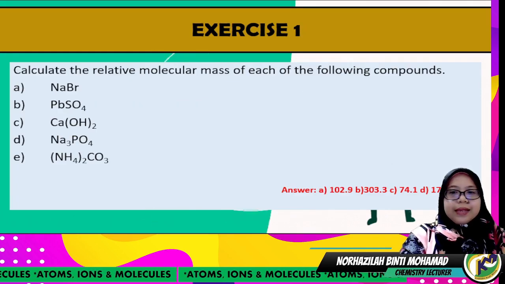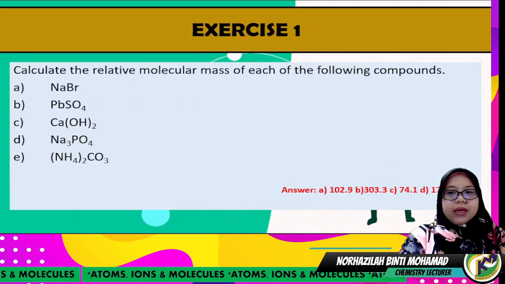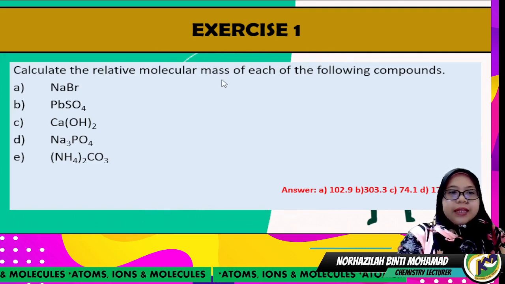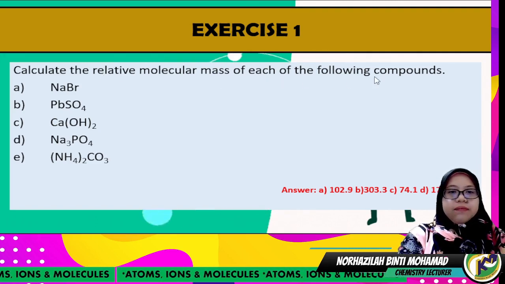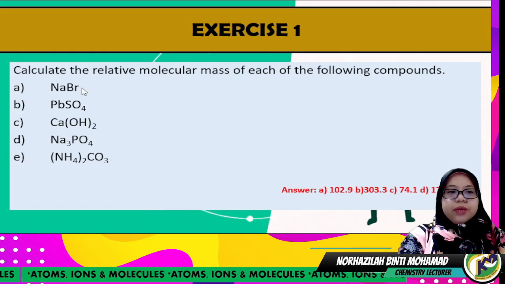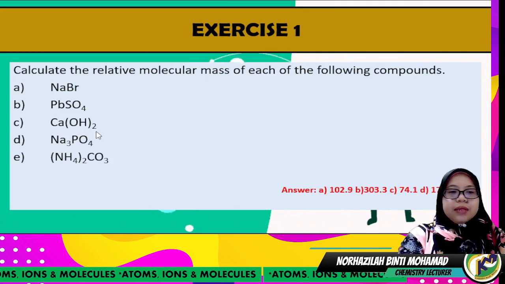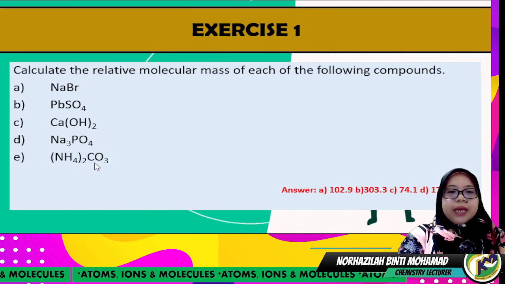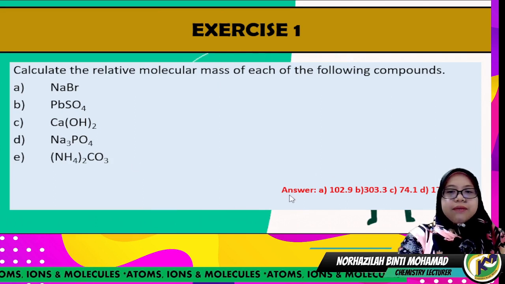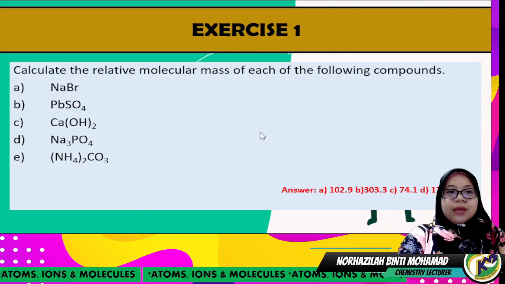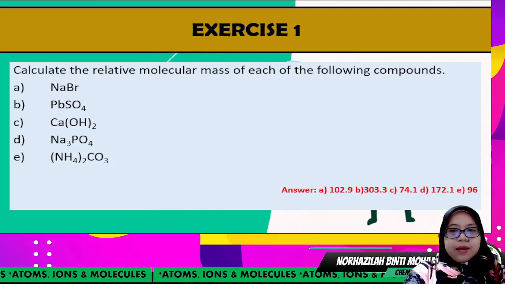So, for the exercise, I have given you the final answer here. To calculate the relative molecular mass of each of the following compounds, we have sodium bromide, lead sulfate, calcium hydroxide, sodium phosphate, ammonium carbonate. So, this is the final answer. To answer this exercise, you may pause the video. Okay, can you see the answer?